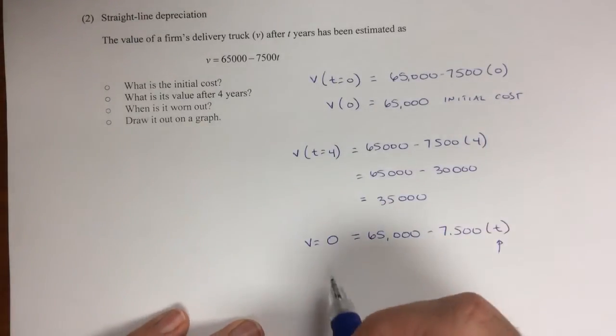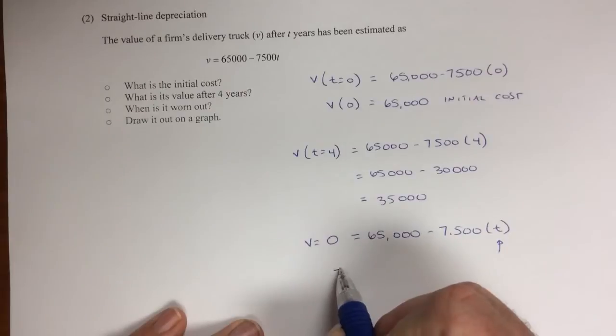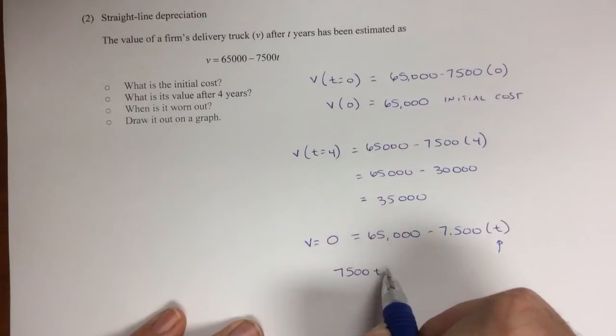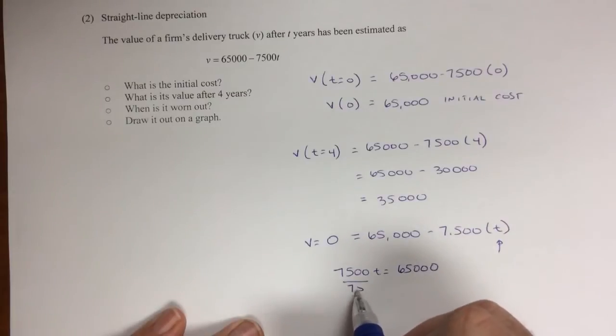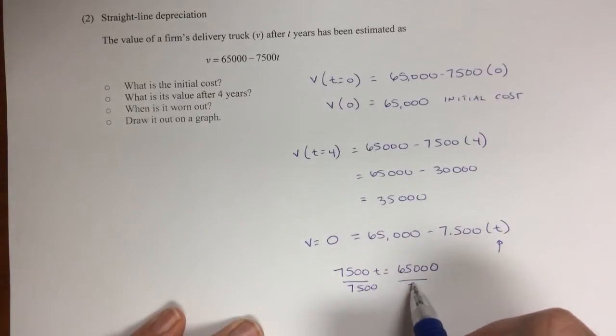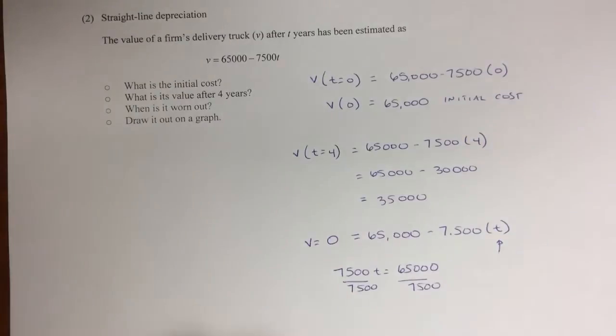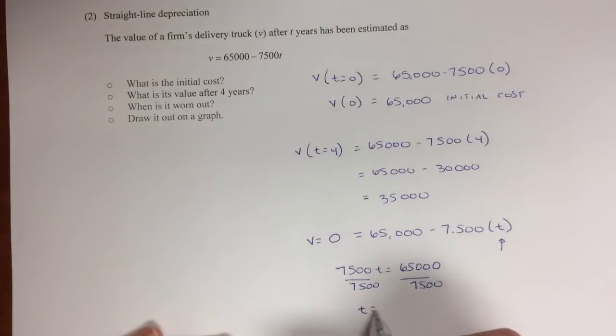So I add 7,500t to each side. I'll get 7,500t is equal to 65,000. I divide by 7,500. Then I get 65,000 divided by 7,500, and I get time is equal to 8.67. I'm going to round to the hundredth. So that is the time when it is worn out. After 8.67 years, this delivery truck is now worthless.